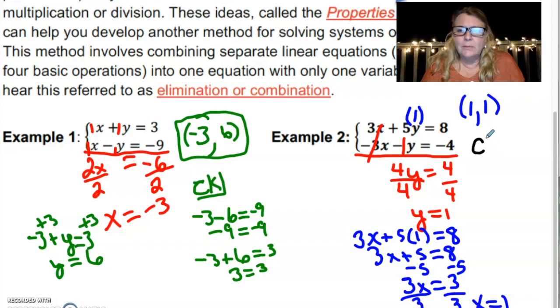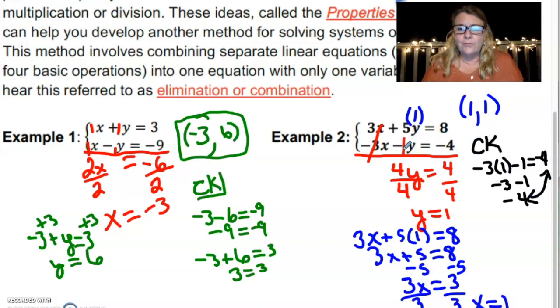Well, my pen's not working. Okay. And it should work in both of the equations. So I'll plug it in the bottom one. Negative 3 times 1 minus 1. Hopefully that equals negative 4. So negative 3 times 1 is a negative 3 minus 1. Well, that is negative 4. So these two things are equal to each other. So it worked for the bottom equation.